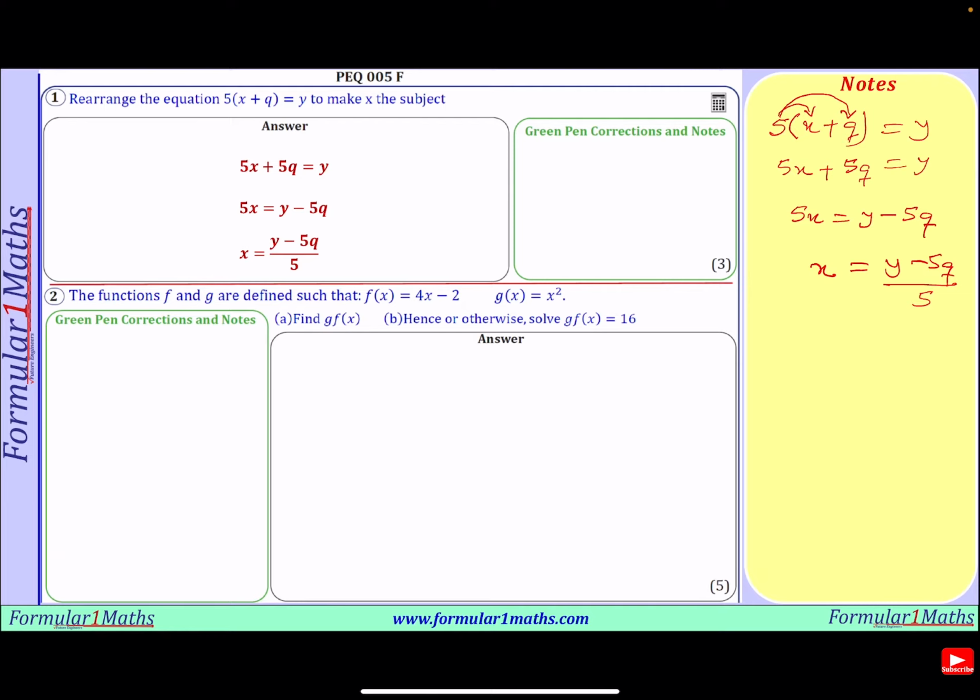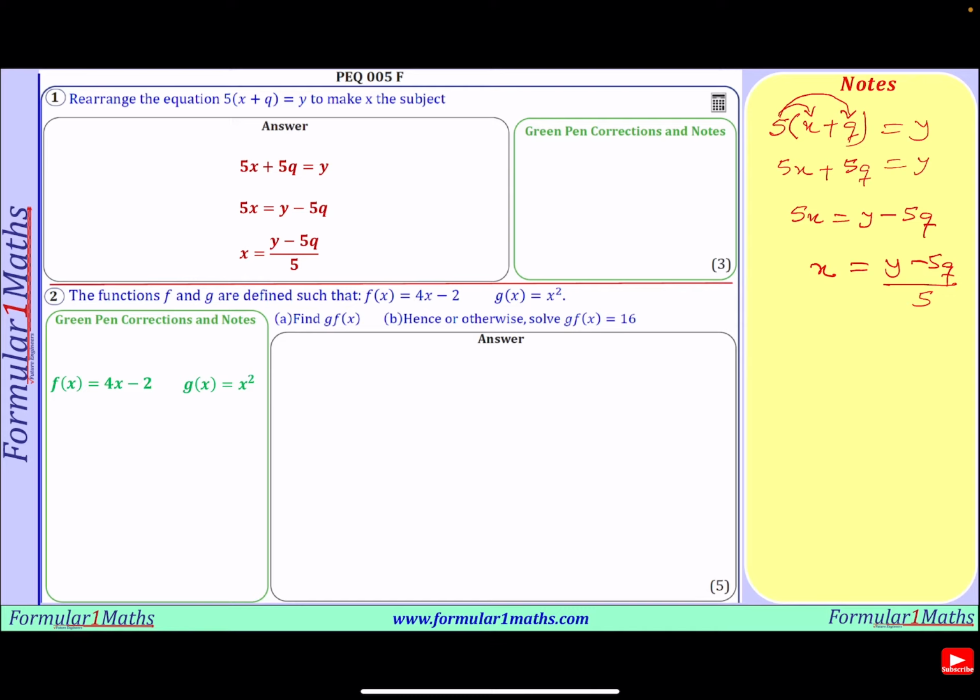Question 2. The functions f and g are defined such that f of x is equal to 4x minus 2, and g of x is equal to x squared. A. Find gf of x. B. Hence or otherwise, solve gf of x is equal to 16. So we know that f of x is 4x minus 2 and g of x is x squared.